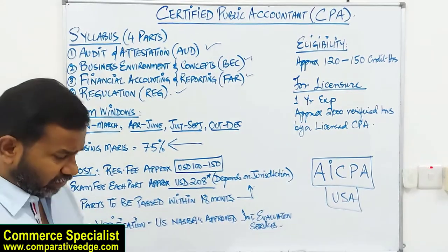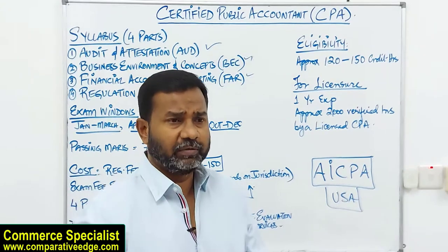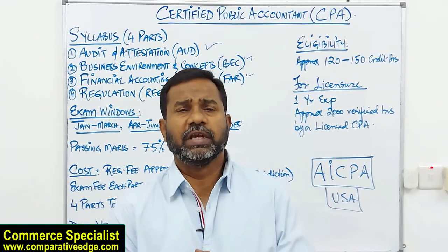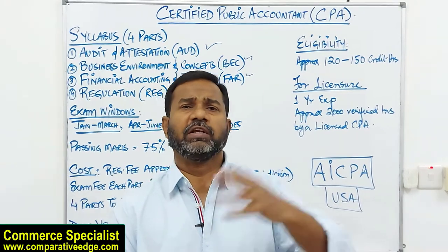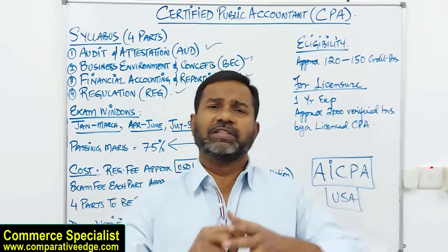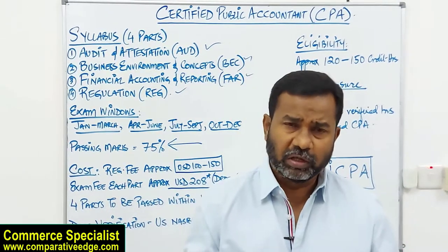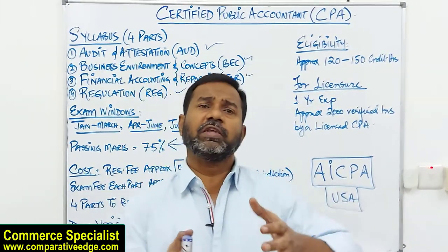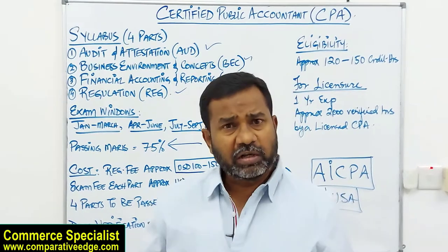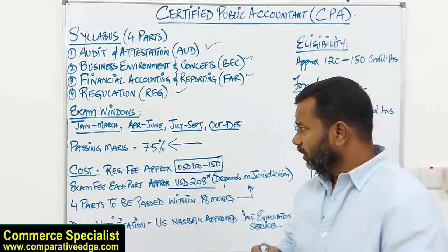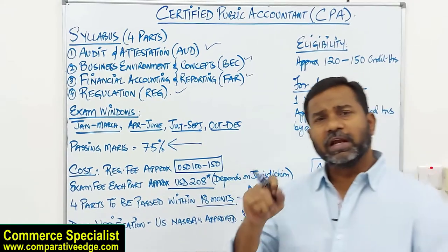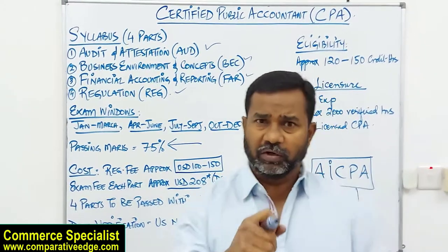One thing you need to remember is there is a constraint here, a limitation. Like for CFA, you can give as many attempts as you want, and there is no maximum time to pass the certification. For CMA, once you register in CMA USA, you have 3 years to pass. But here, once you register, you have to pass all four exams within 18 months, which is 1.5 years.